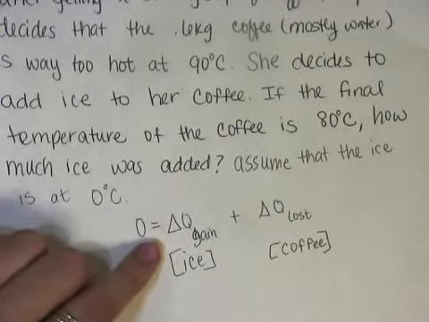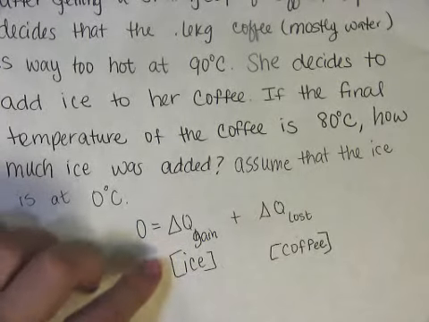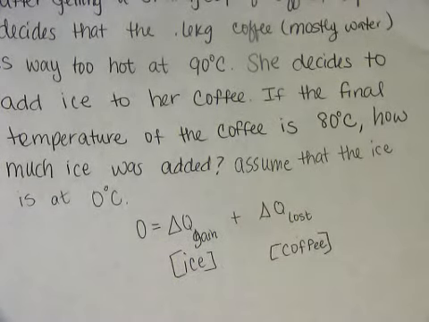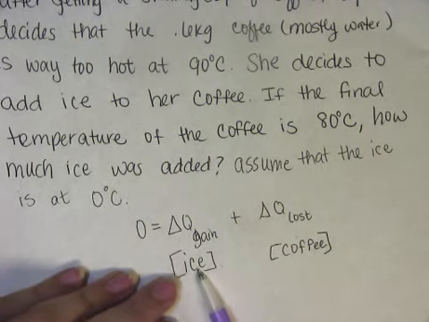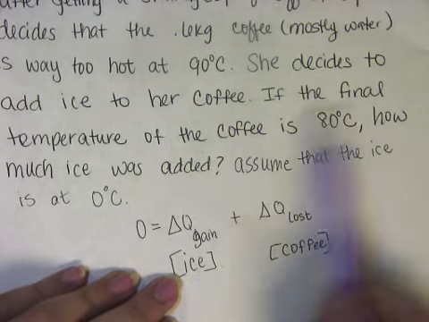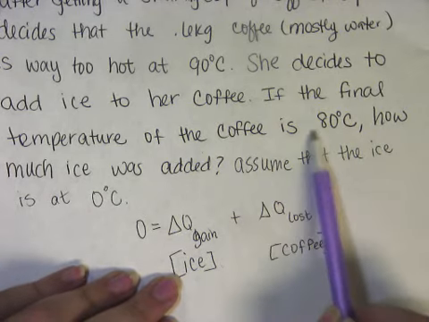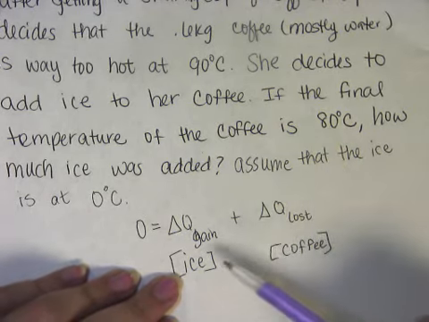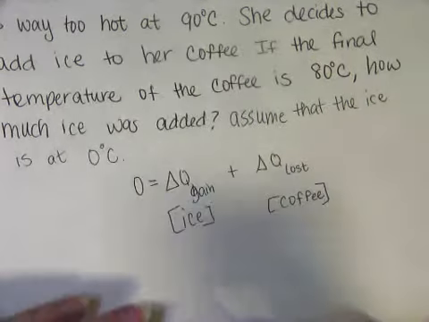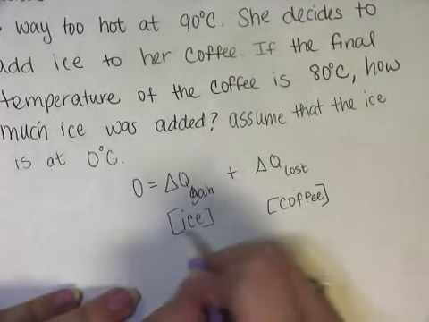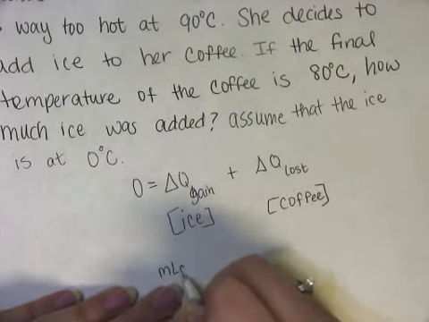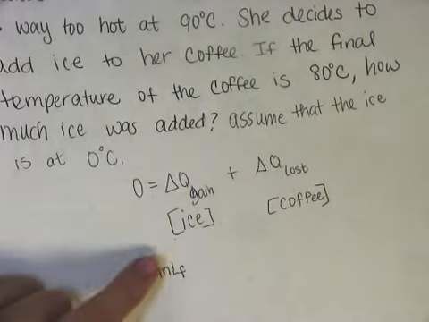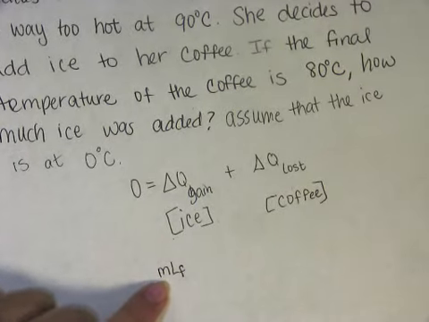Once you've established who's gaining and who's losing, you need to ask yourself, will any of these undergo a phase change? In the case of the ice, it is at 0 degrees, and when said and done, the final temperature of the coffee ice mixture is going to be 80 degrees. So the ice is going to undergo a phase change. In order to account for that energy, I'm going to write in mass times the latent heat of fusion for that ice to undergo the phase change.